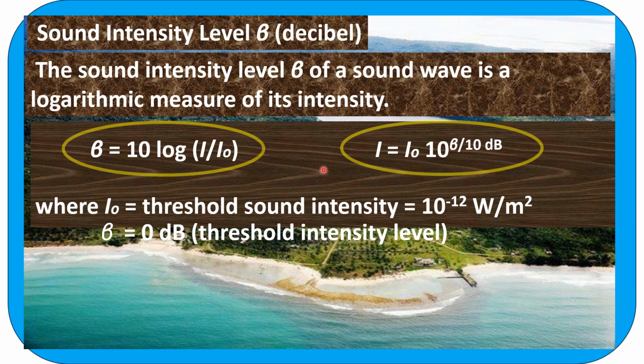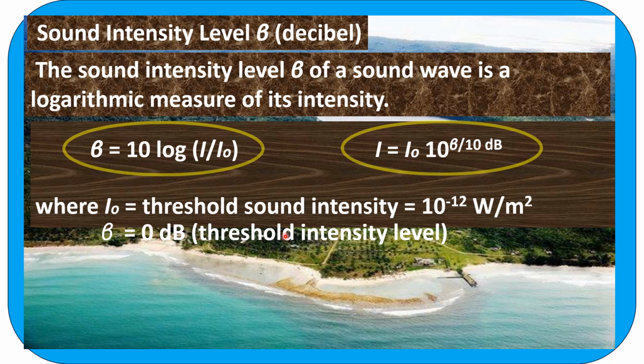The second equation is used if, for example, you are asked to determine the equivalent intensity in watts per meter squared when you're given the intensity level beta expressed in decibels. So capital I is just equal to I naught multiplied by 10 to the power beta divided by 10 decibels.